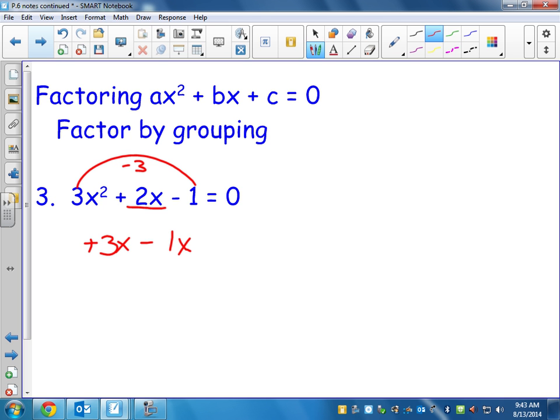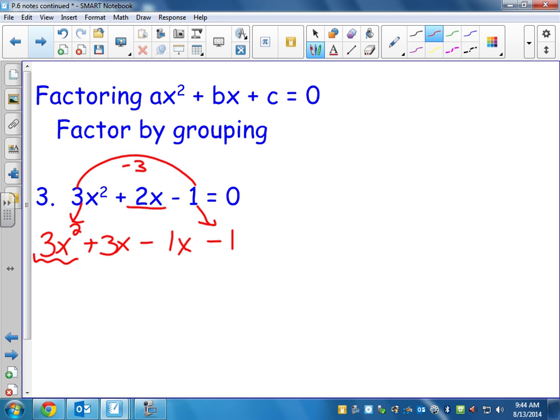So instead of making two parentheses, I'm going to rewrite the middle number using those numbers I come up with. And the first and the last number just come down. So this just becomes minus 1, and this becomes 3x squared. And what we've done is we've taken this trinomial and we've made it into a 4-term polynomial, because now we can do factor by grouping.